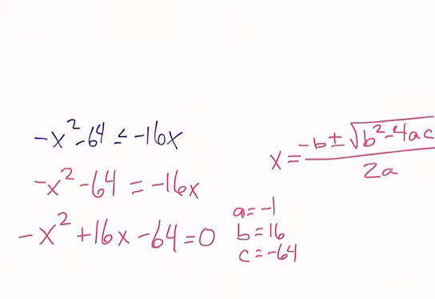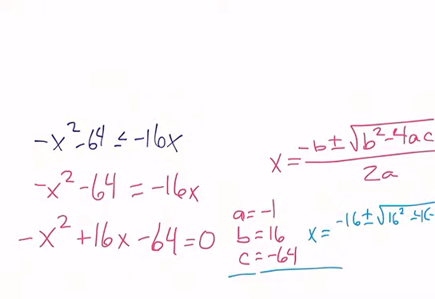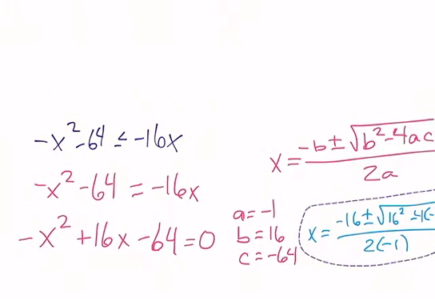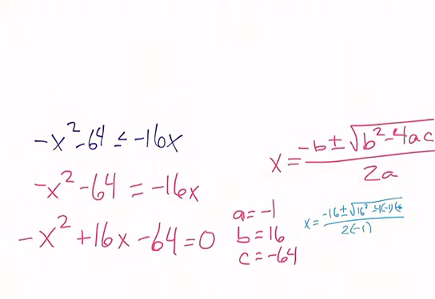All right, so I'm just going to put them into the formula. And I'm going to have x is equal to the opposite of 16, negative 16, plus or minus 16 squared minus 4 times a times c. It's not going to show you that part on the edge. All over 2 times negative 1. Let's see if I can squish it over. That's really a 64 there.